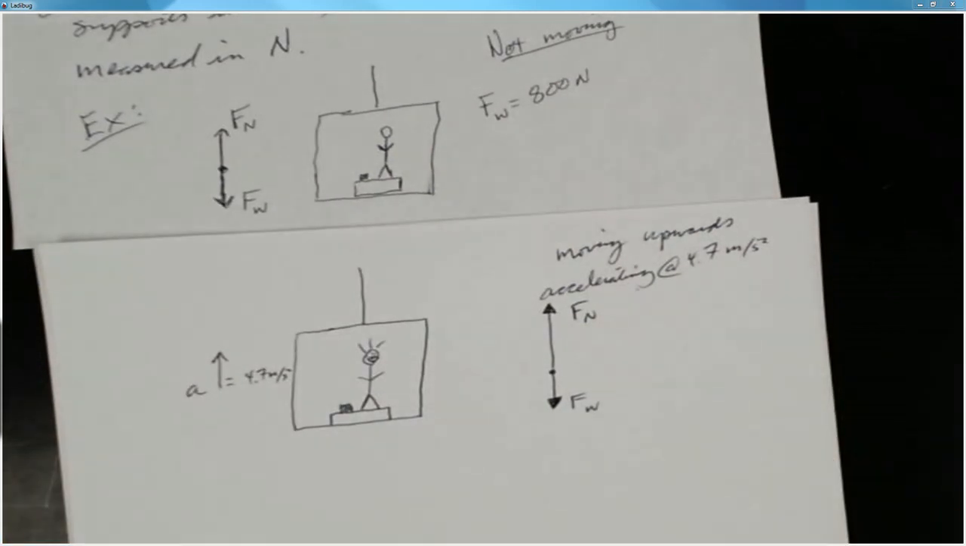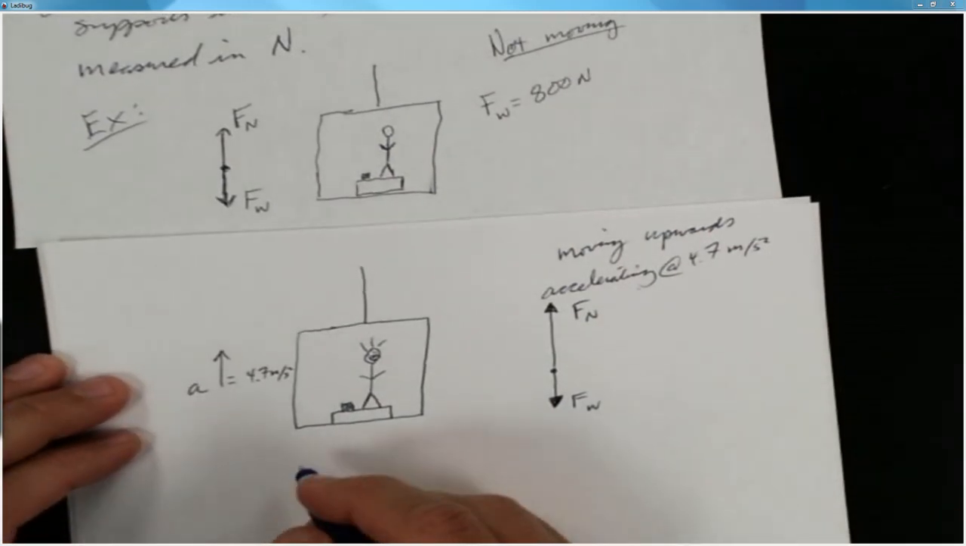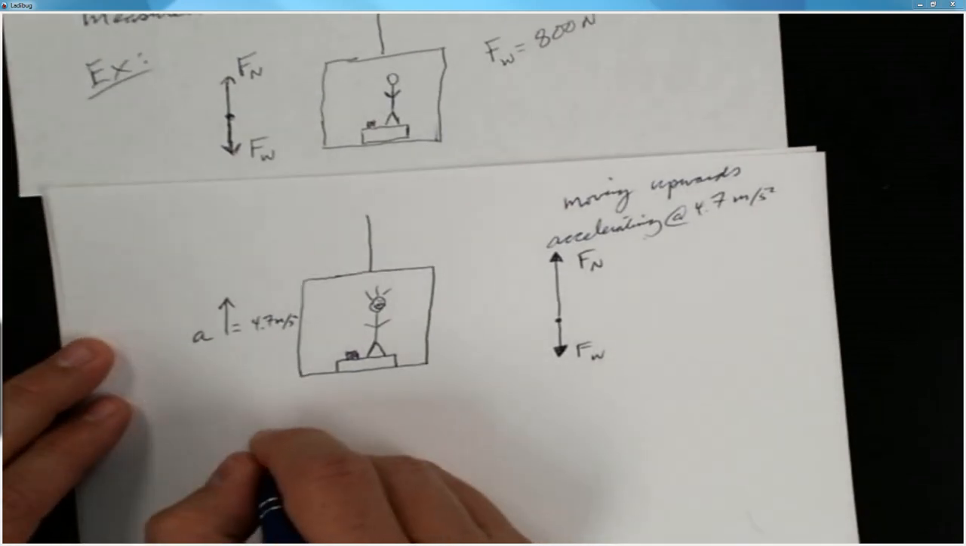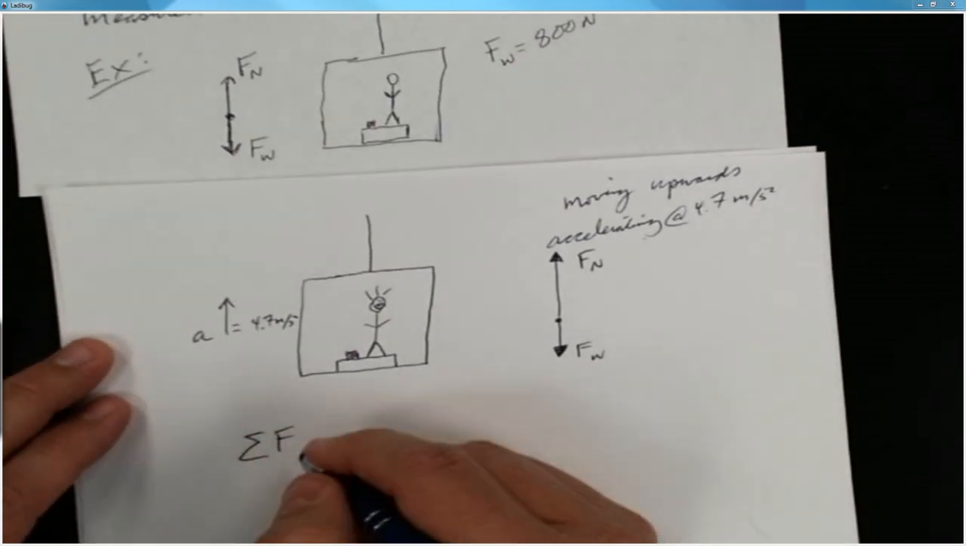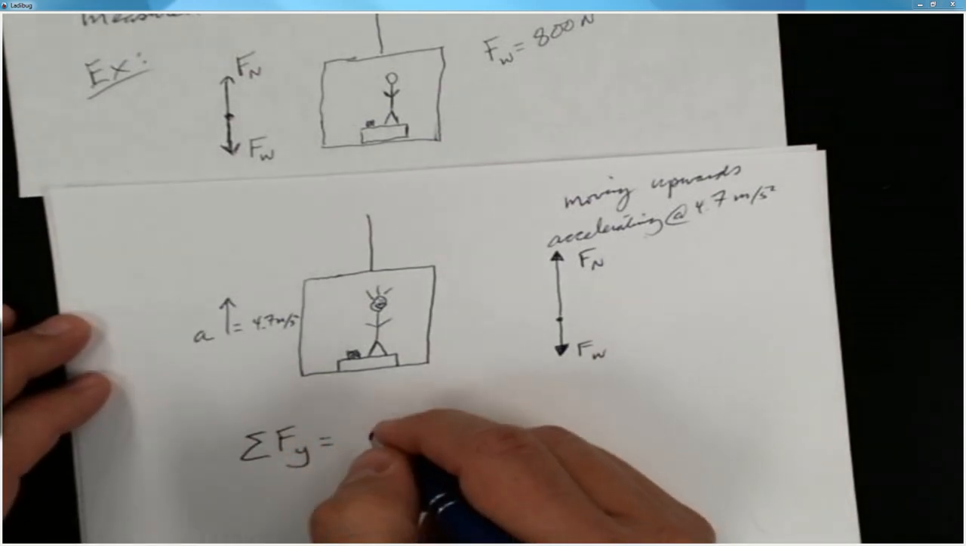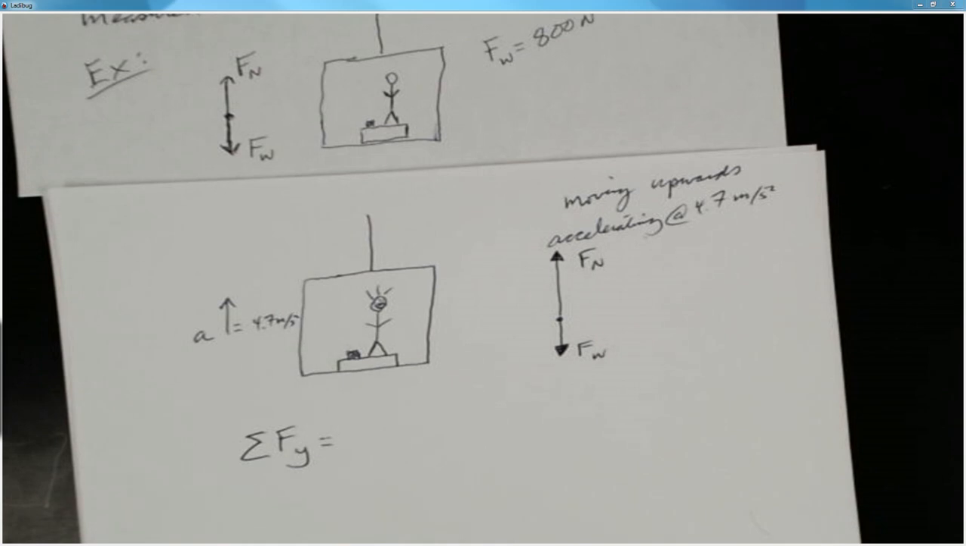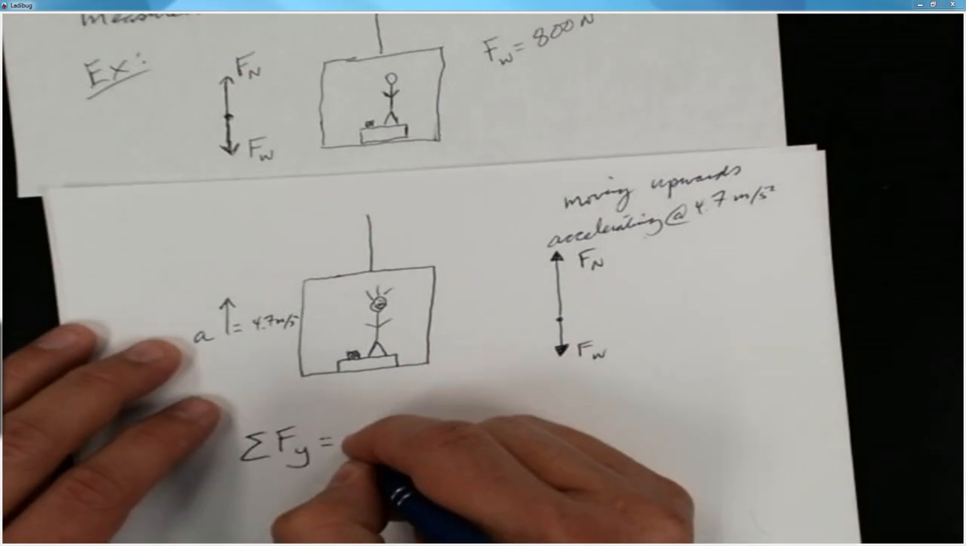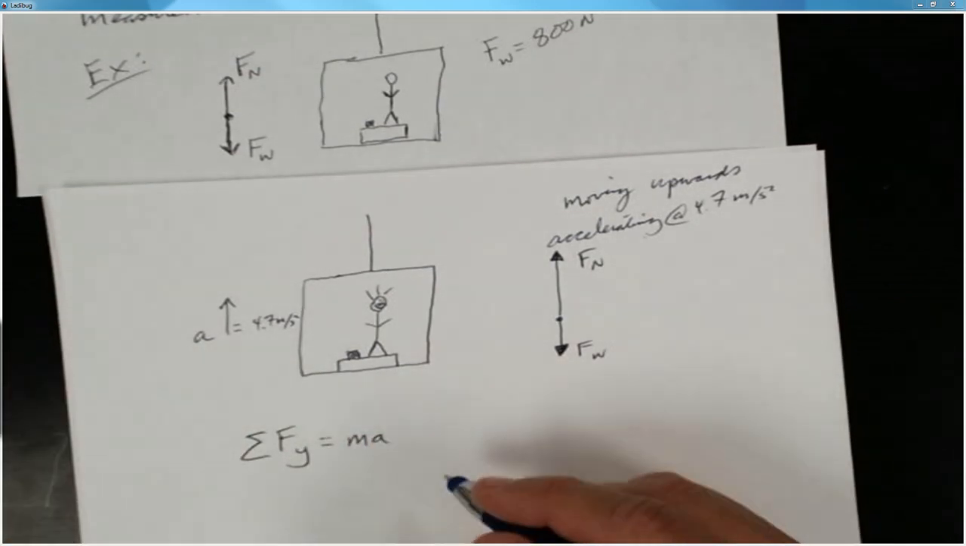All right, let's figure out the net force on the man. Let's use Newton's handy-dandy second law. So the second law says the sum of all forces, in this case it's all in the y direction, so let's just do it in the y. The sum of all forces in the y direction. When you add up all the forces, what do they equal to? Zero? Oh, let's see. Newton's second law says that the sum of all forces equals ma.